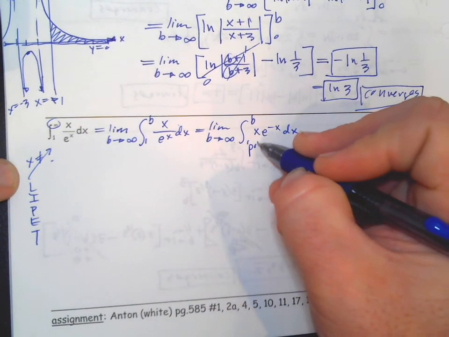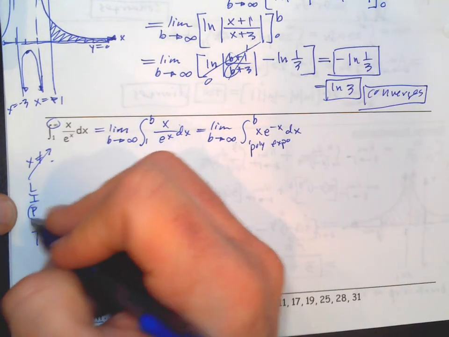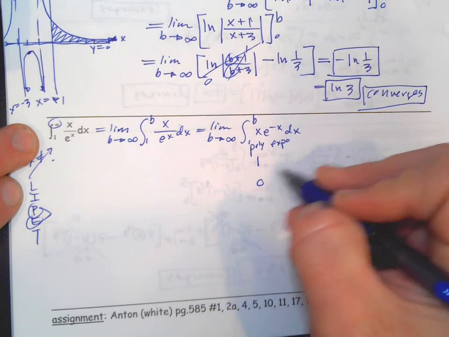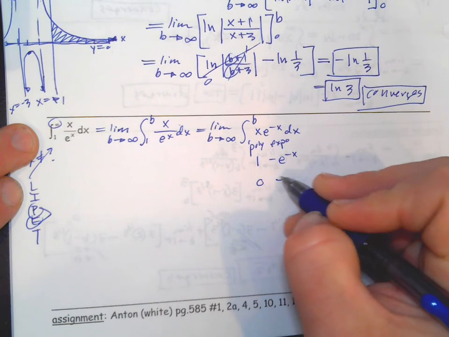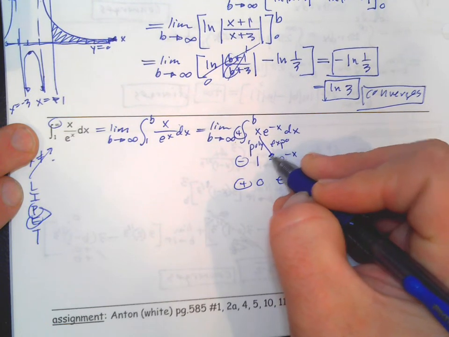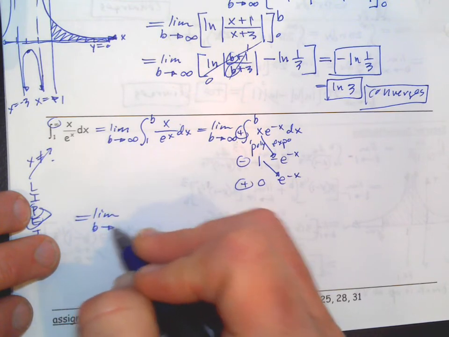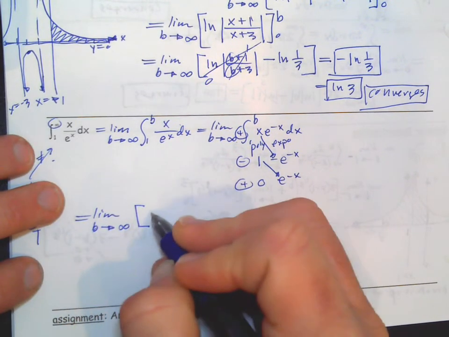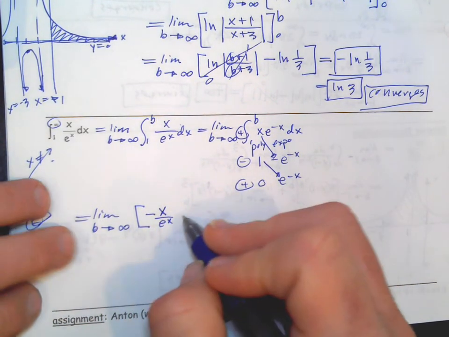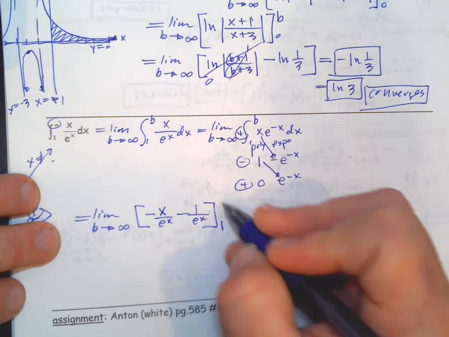So we have poly expo. Even the negative exponents are expos. Poly expo, we can use the shortcut. Don't have to, but you could. It's going to be 1, 0, negative e to the negative x, e to the negative x, positive, negative, positive, multiply by a diagonal. So that's going to give us the antiderivative. So it's going to be negative x over e to the x. I'm going to rewrite with positive exponents. Minus 1 over e to the x. And we're going from 1 to b.